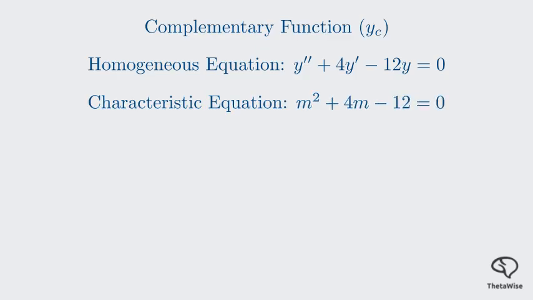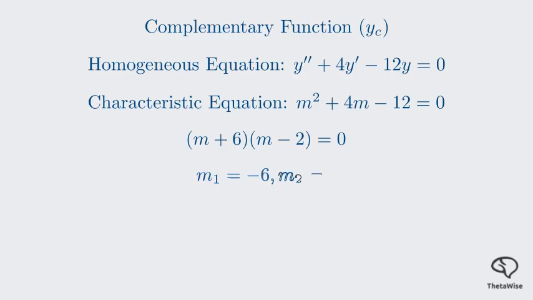Now we solve this quadratic equation. We can factor it by looking for two numbers that multiply to negative 12 and add to positive 4. The numbers are 6 and negative 2. So the equation factors into m plus 6 times m minus 2 equals 0. Setting each factor to 0 gives us our two roots. We find that m sub 1 equals negative 6 and m sub 2 equals 2.